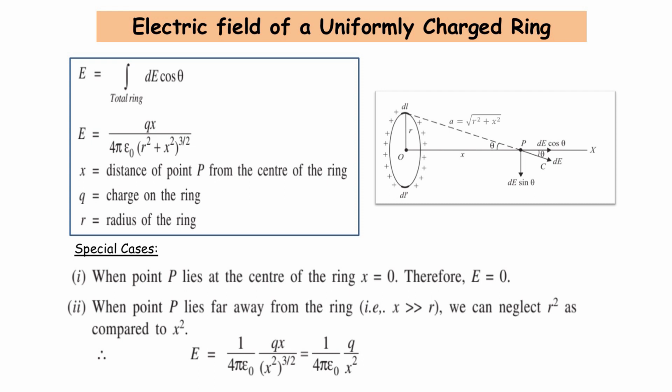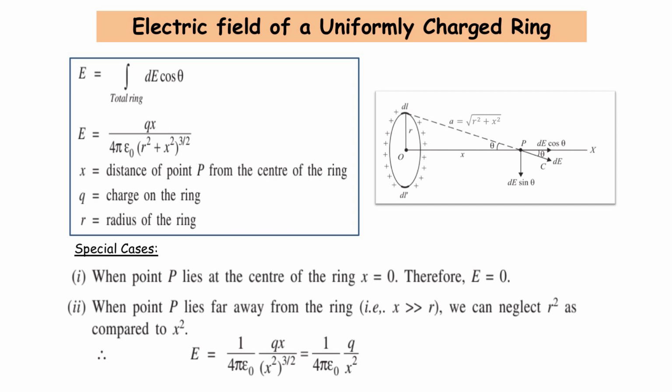The first case is when point P lies at the center of the ring, that is x is equal to 0. At that point E is equal to 0. That means inside the ring there is no electric field.